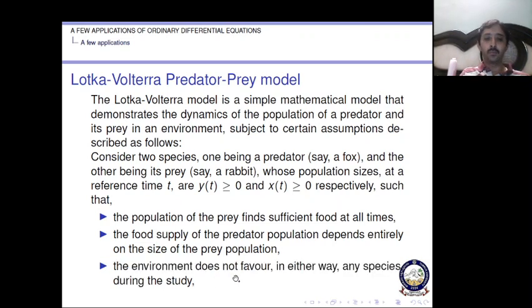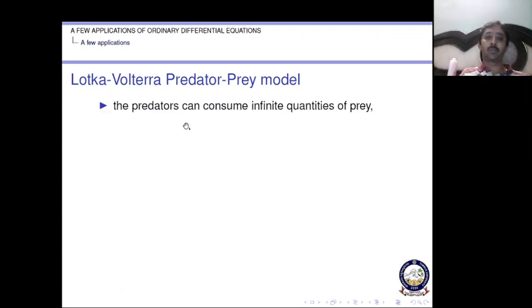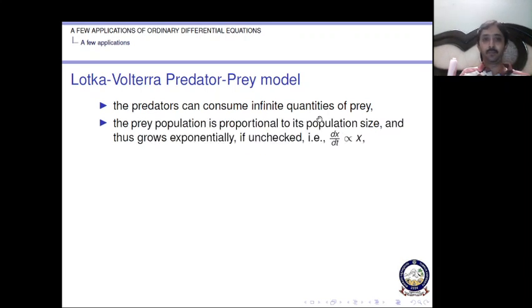So we are assuming that foxes depend only on rabbits and they do not depend on anything else for their food. We also assume that the environment does not favor in either way any species during the study. What does this mean? This means that the population of the foxes and rabbits are dependent on each other, and the environment will not play any role in the variation of their populations. The next assumption is that the predators can consume infinite quantities of prey. That means foxes can eat any number of rabbits. Then the prey population growth is proportional to its population size. What does this mean? Prey population means the population of rabbits.